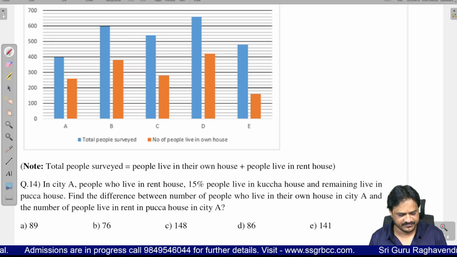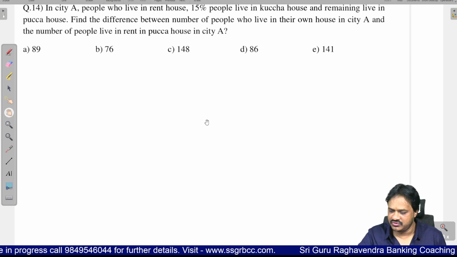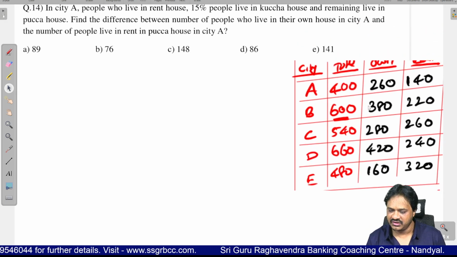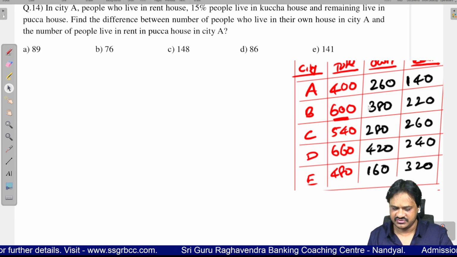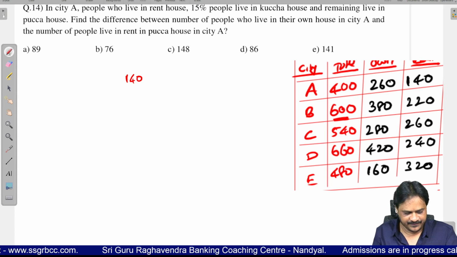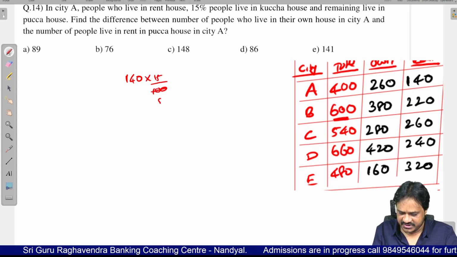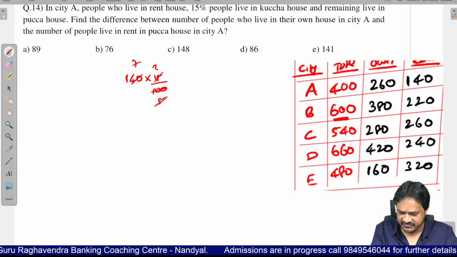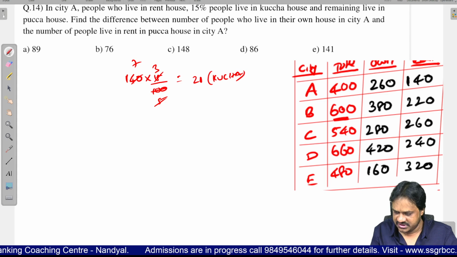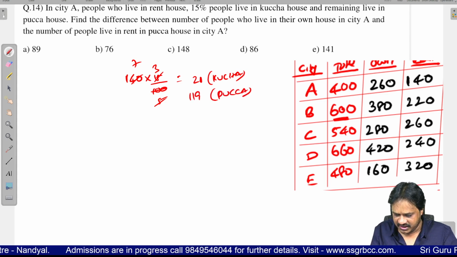Next question. In city A, the people who live in rented house, 15% live in Kacha house, remaining in Pakka house. So in A rented we are having 140. A rented 140. In this 15%, 15% means 2 fives... 5 ones, 5 3s. 21 people they live in Kacha house. The remaining people, remaining means 119, they live in Pakka house.